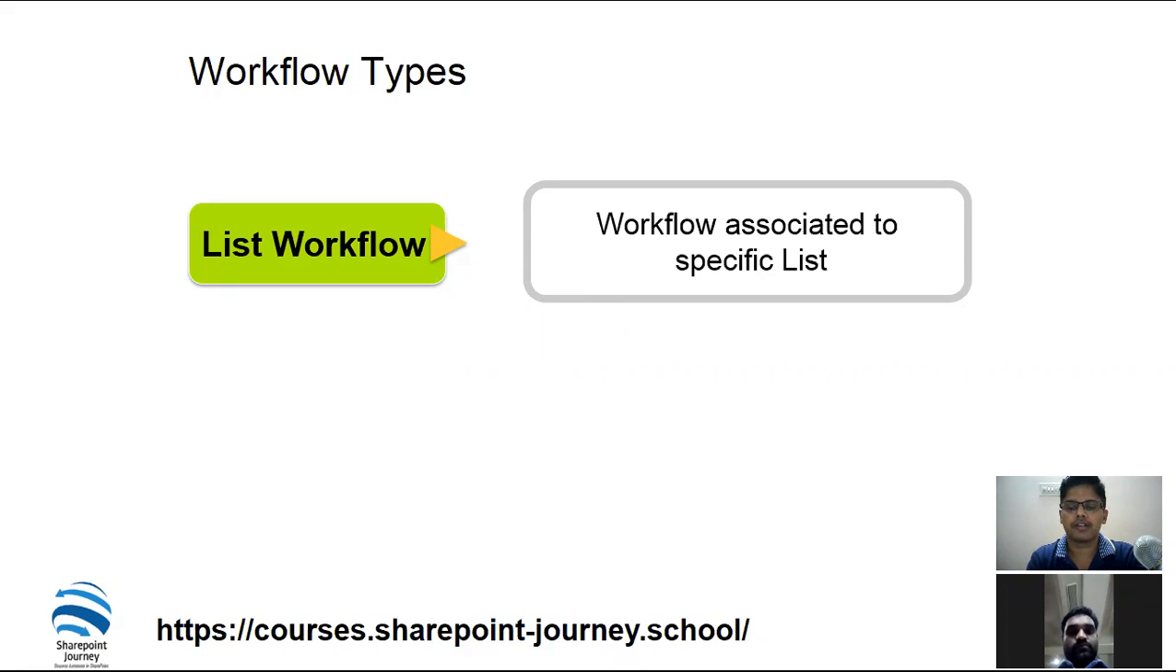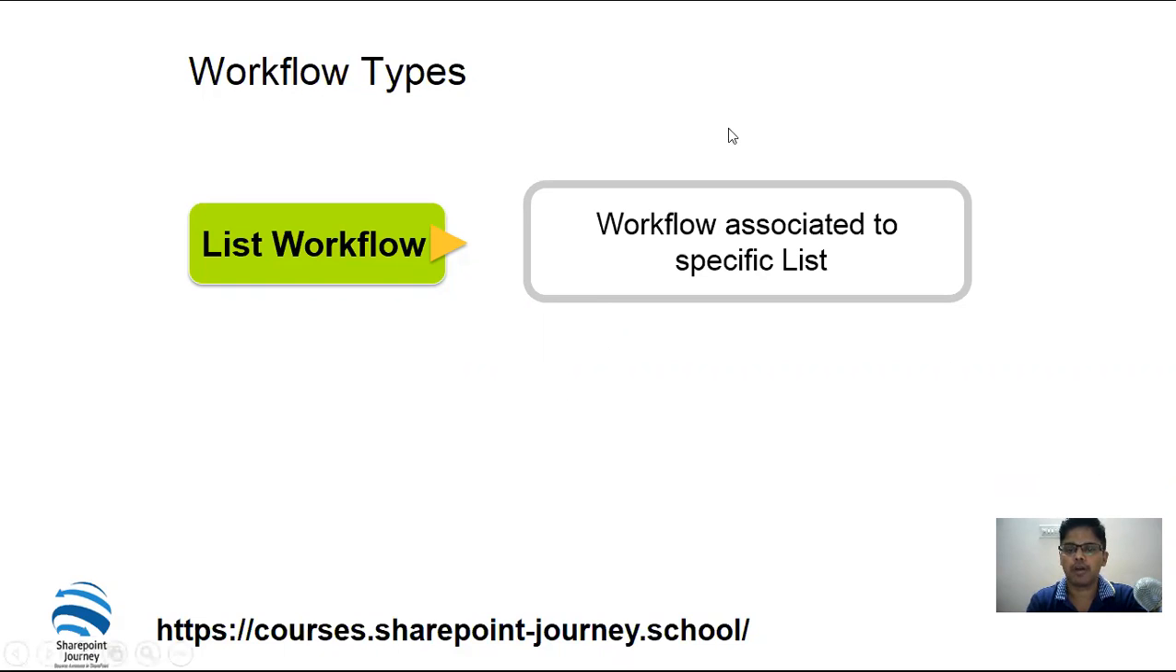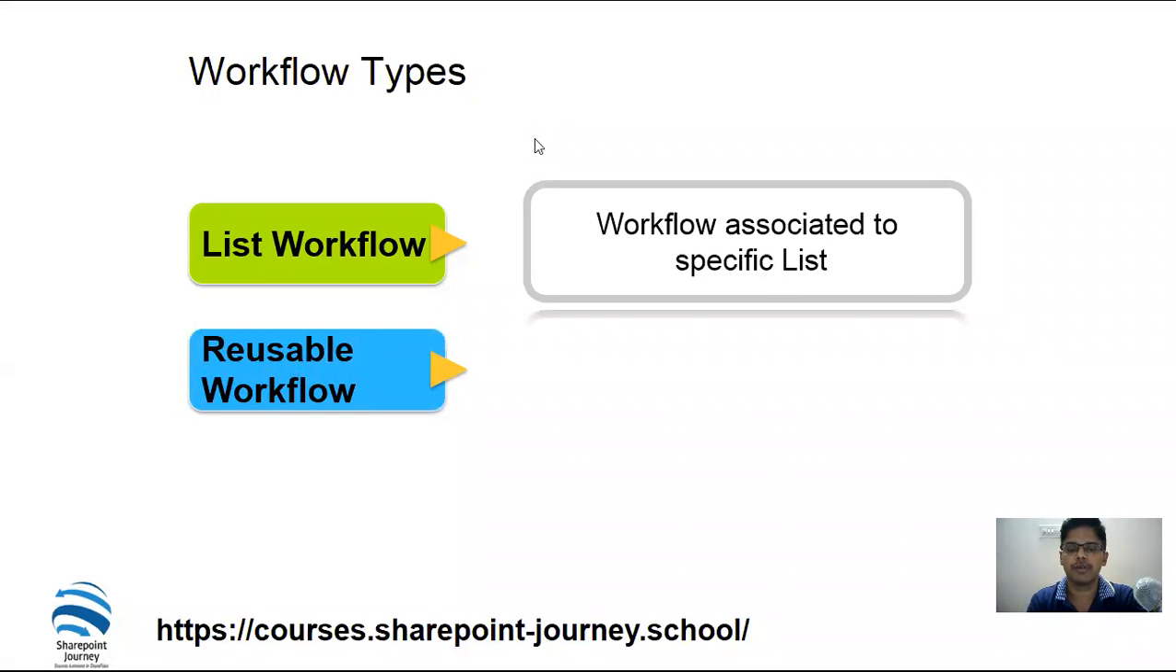Okay, so that's where you have one more option, which is a reusable workflow. What this reusable workflow does is, you can build a workflow that will be associated with content types and multiple lists. So you can create a content type and associate that content type with multiple lists so that you can reuse this workflow. Now, when you develop reusable workflows, deployment will be much easier compared to list workflows.